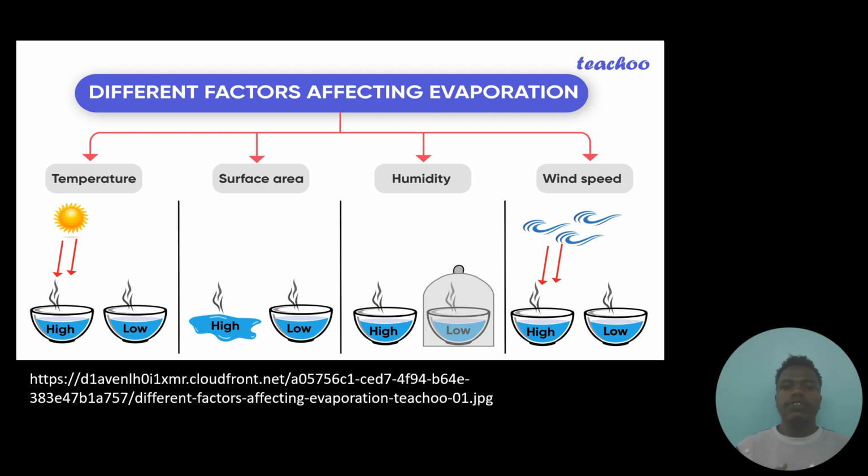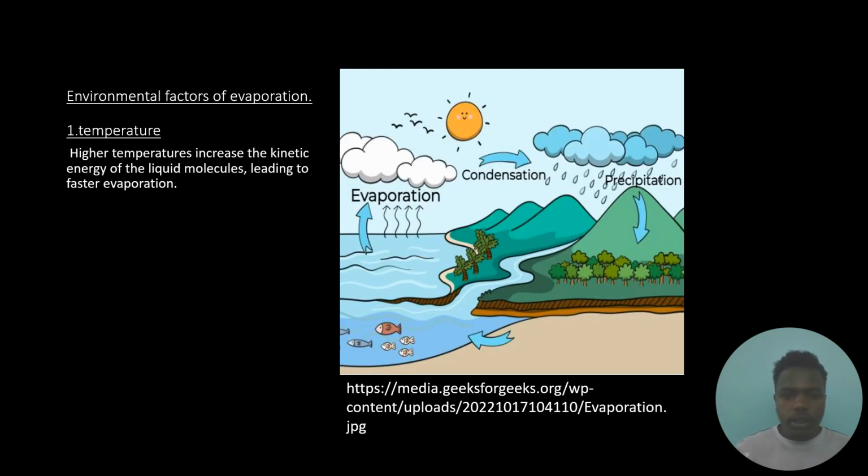So these are the different factors affecting evaporation. Factors affecting evaporation are many, for example, temperature, surface area, humidity, and wind speed. Here, there are the environmental factors of evaporation. As we see on these pictures, it shows how temperature affects evaporation.